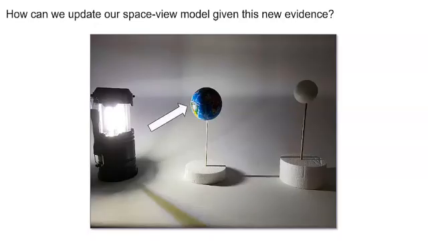In our model, Earth is blocking light from reaching the moon. How can we change our model so that light reaches the moon? What if we change the position of the moon so that light from the sun can reach it? Let's try this.